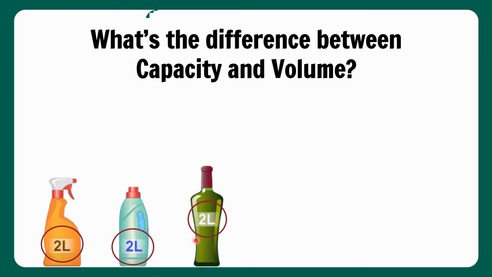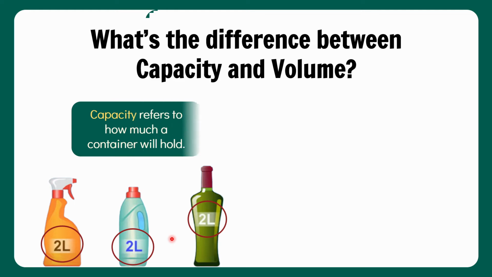So we see that all bottles have a common property. This property is the amount of space they have for holding a liquid. This space is called capacity. So we can say that all these bottles have the same capacity.